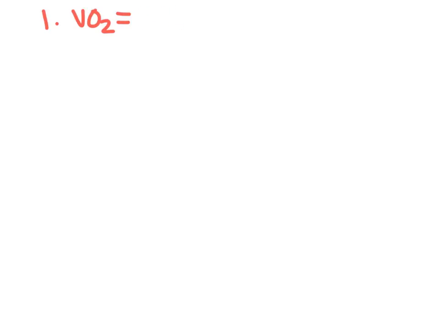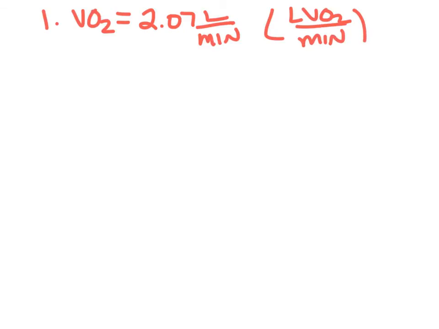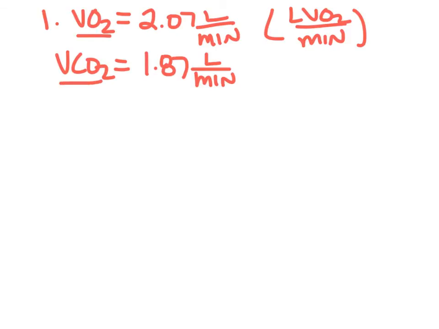Okay, the VO2 was 2.07 liters of oxygen per minute. It could also be written as liters of oxygen per minute. Same thing. Here we don't have to specify VO2 because the VO2 is here, but it's the same thing. We also measured VCO2, and we got 1.87 liters of CO2 per minute. Okay, so this was oxygen use, this was CO2 production.